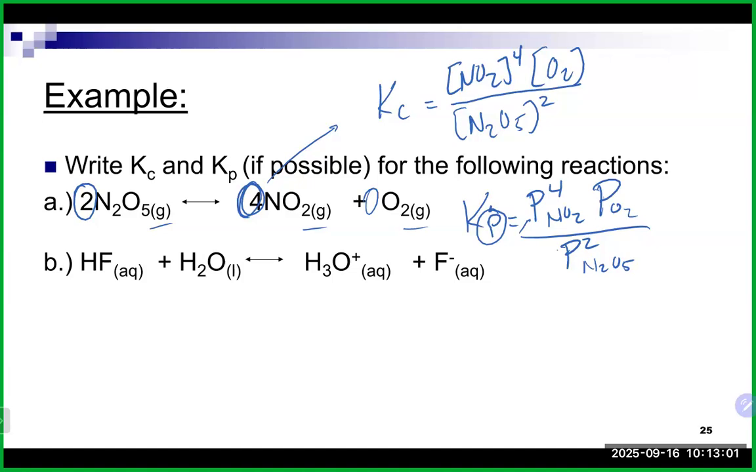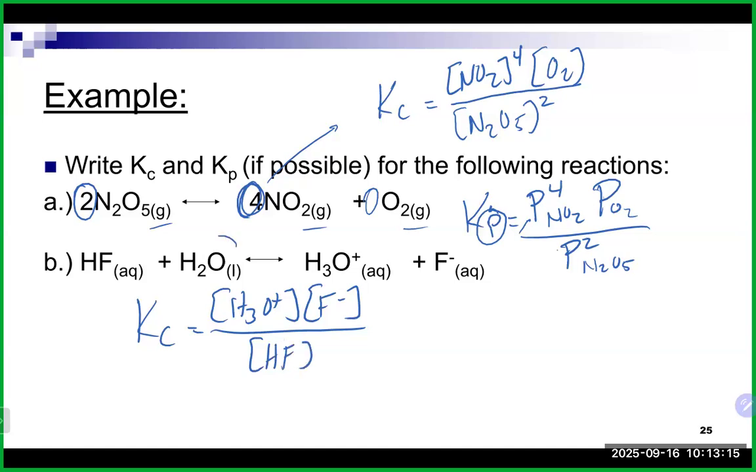All right, looking at the second one, we could write our Kc here, which would be, again, our products, which would be our H3O plus concentration times our F minus concentration divided by our HF concentration. Am I putting water in this one? I am not. Again, it's a pure liquid, so we leave it out.